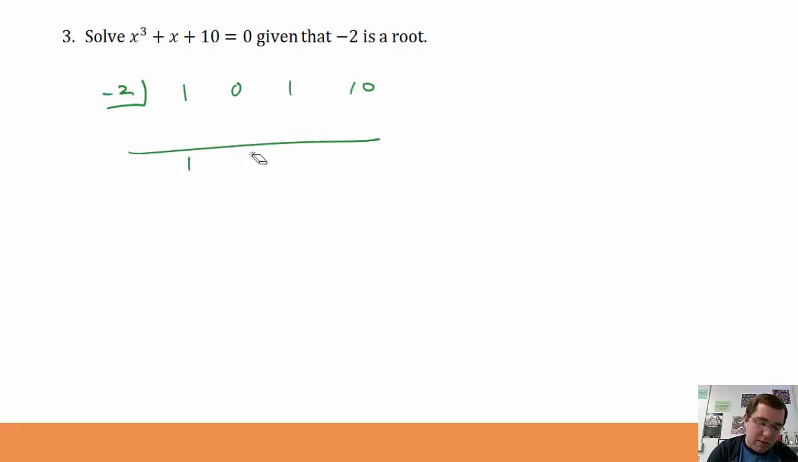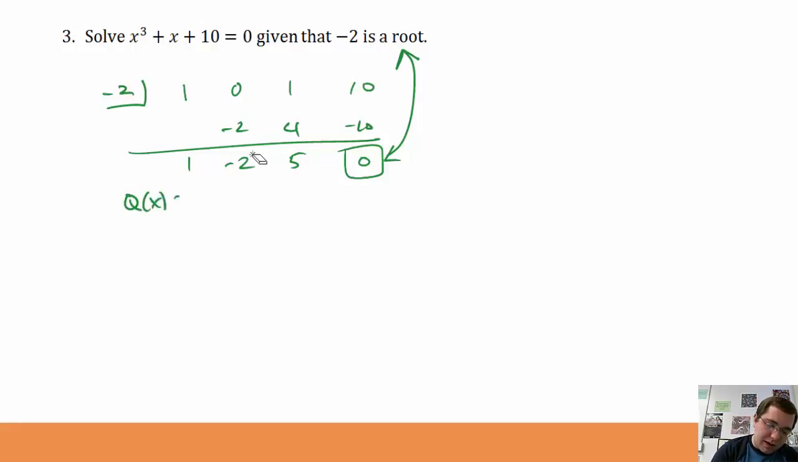I bring down the 1, multiply by negative 2, add, multiply by negative 2, add, multiply by negative 2. I get a remainder of 0, which is good. I need to, since negative 2 is a root. So that's good. I better get 0. But I also have this quotient, q of x, which is x squared minus 2x plus 5. That's the quotient I got when I divided.